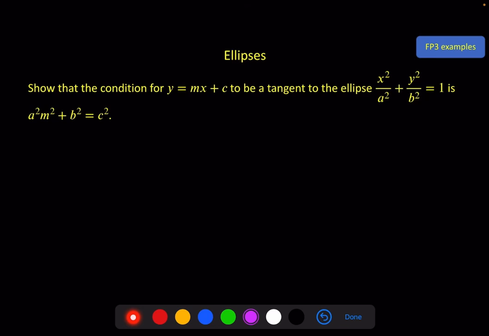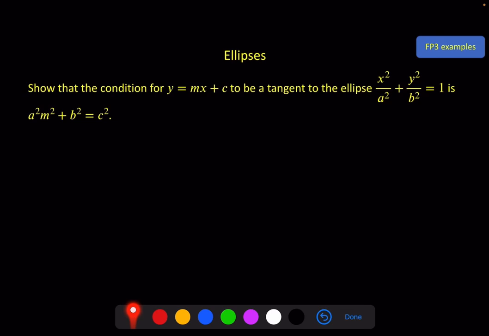Okay, another general result here, and I would suggest that this one actually is worth remembering. So I'm going to go through the proof, but I would suggest you remember this result when it comes to your exam. It can be very useful. So the question: show that the condition for any general line to be a tangent to the general ellipse, this, is this. So if you've got an ellipse given to you, and you've got a line given to you, and you want to know whether or not it is a tangent, all you need to do is see whether or not this is true. If this is true, then this line is a tangent to this. If it's not, then it isn't.